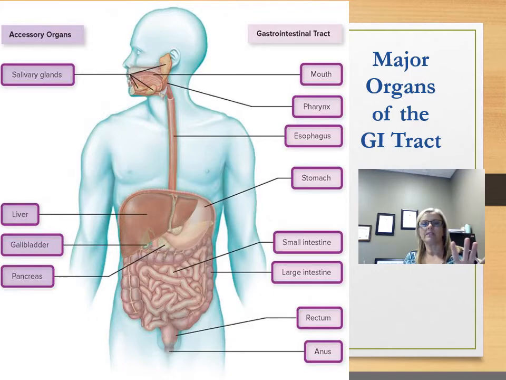Then we've got 4 accessory organs. Those are going to be digestive fluids as well, enzymes that will help in digesting and processing food. That's going to be our salivary glands, liver, gallbladder, and pancreas.